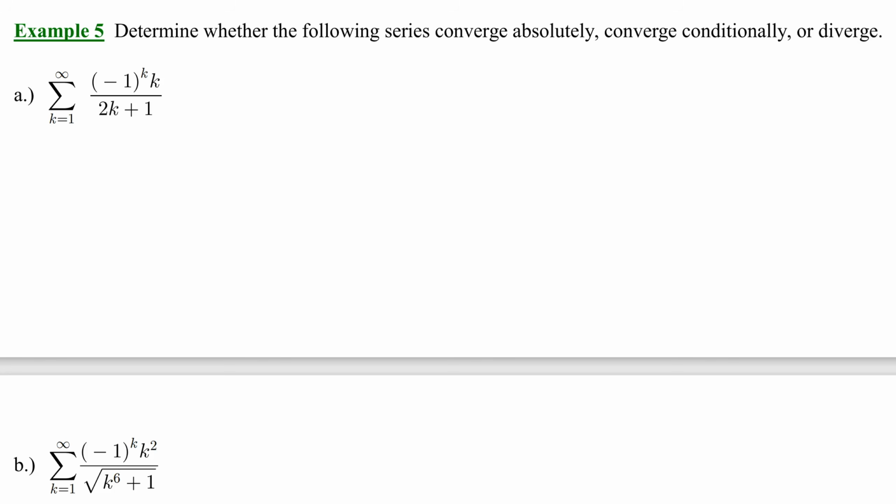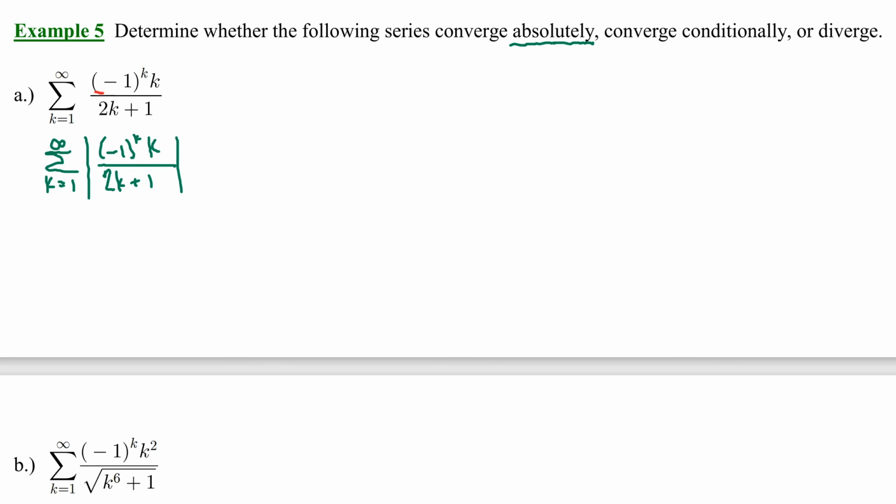Determine whether the following series converge absolutely, converge conditionally, or diverge. The first one I'm going to check is absolute convergence. If I can show that the absolute value form of the series converges, then it is absolutely convergent. So we'll begin there. Let's examine the series from k equals 1 to infinity of the absolute value of (-1)^k times k over 2k plus 1.